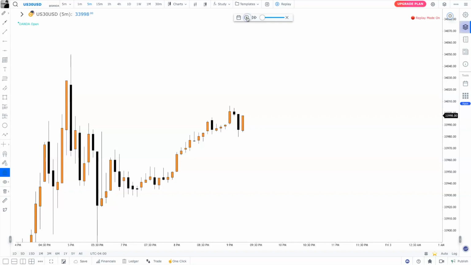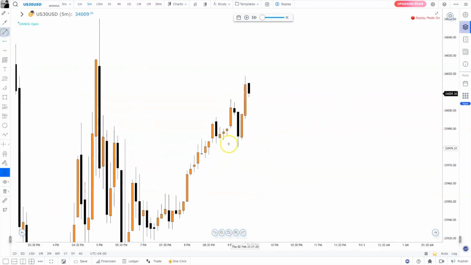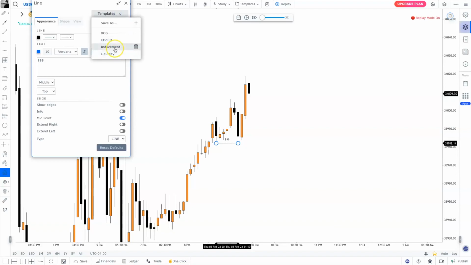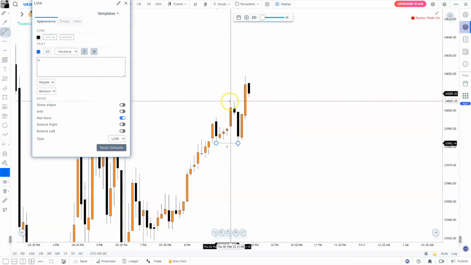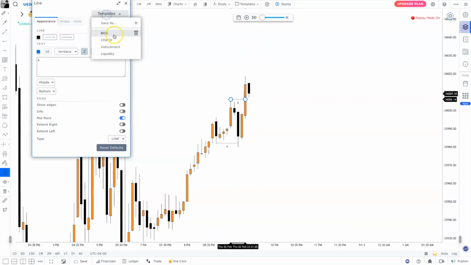So let's just pretend we're watching the markets here just move, and we see this aggressive move, all of a sudden a little correction, just a minor correction here. We see that the market actually induces. All right, right there, and then we have a nice break of this high, which would be my BOS.